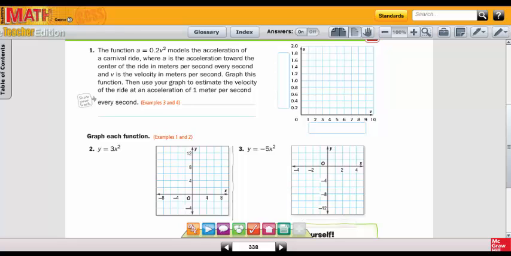Okay, here are your solutions to 4-8. These are the guided practice problems.